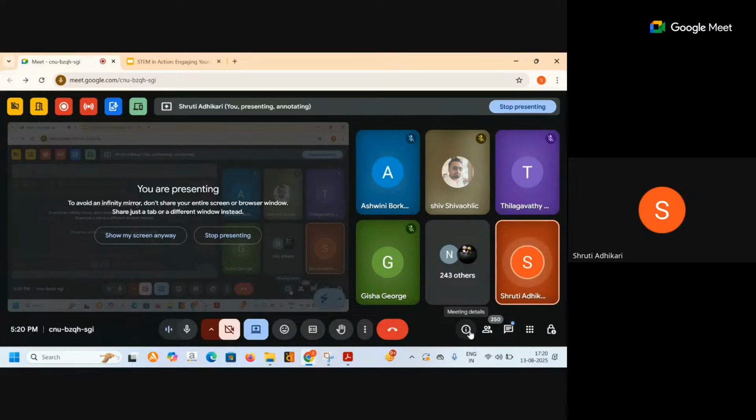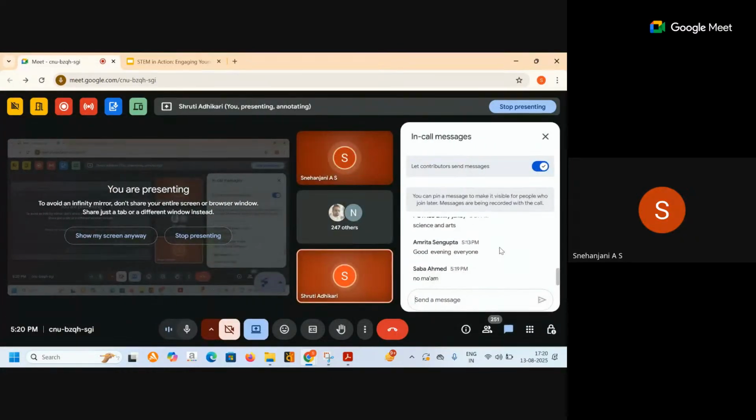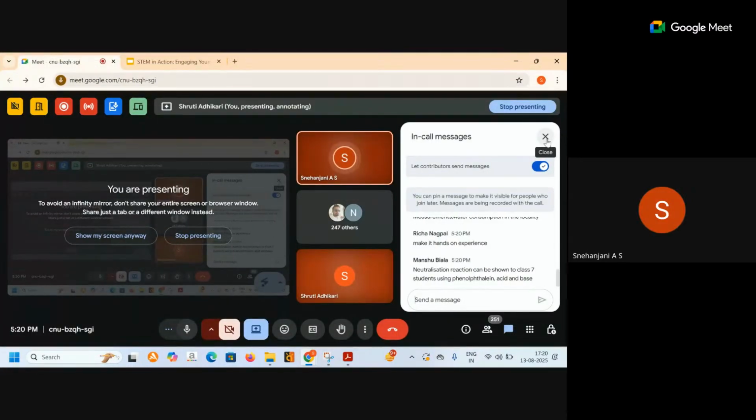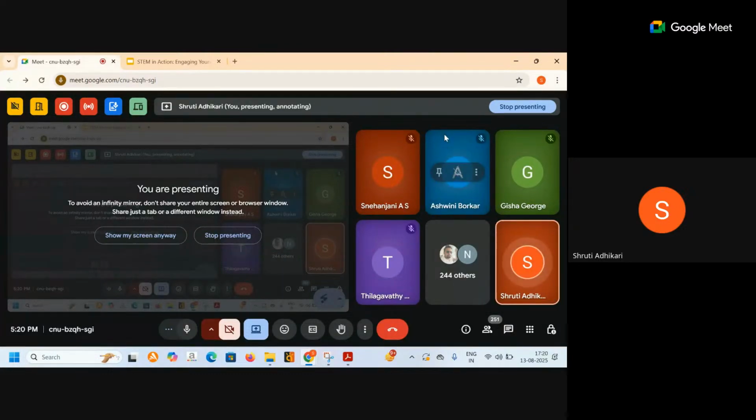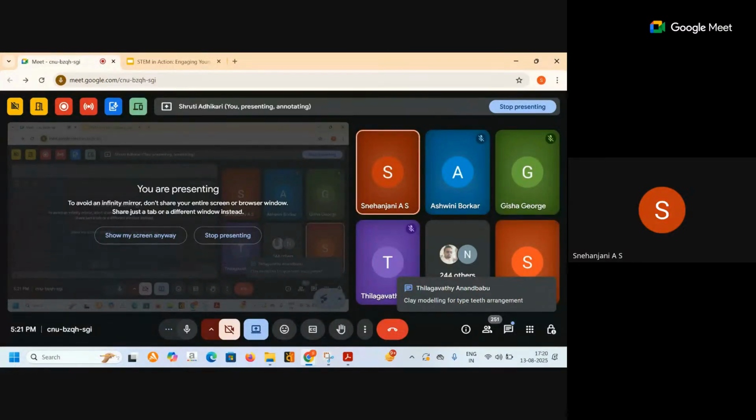We all know about STEM concepts, right? Okay. Sabha ma'am has mentioned in chat: mini water cycle in a bag, ma'am. Water cycle in a bag, you're saying? Yes, ma'am. Okay, can you elaborate on this, ma'am? This seems a good, interesting activity, ma'am. Yes, I'll elaborate it, ma'am. I'll say it verbally, ma'am.